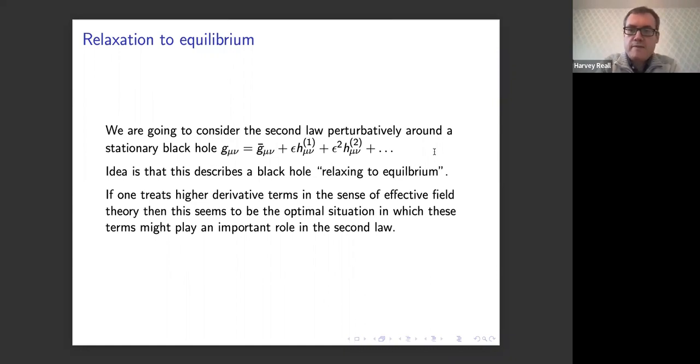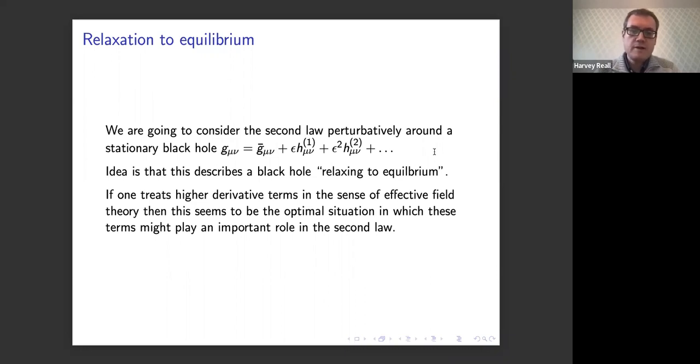And the physical situation that we have in mind here is the process of a black hole which is relaxing down to equilibrium. So it may have done something dynamical in the past. There may have been a black hole merger, for example, but we're only looking at the very late stage of the evolution as the black hole settles down to equilibrium.